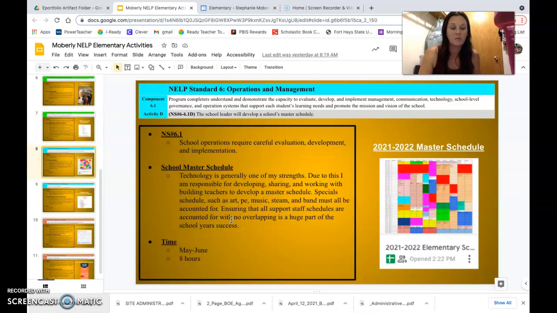I also helped my principal out a lot with technology. She's not very tech savvy. So I am in charge of, or was in charge this year, of our master schedule. I created a shared document, put in all of our specials, and then the teachers went through and mapped out how they wanted their day to look. And then I go through and coordinate and make sure that our Title I teacher can get to all the things that they need to, things like that.